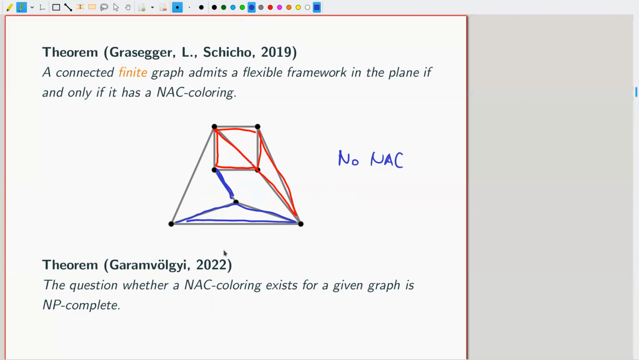And the paper was published just last month, but the arXiv version is, I think, maybe two years old. Daniel Garamvölgyi from Hungary proved that the question whether a NAC coloring exists for a given graph is NP-complete, which somehow fits because it's known that deciding rigidity is a difficult question. So it would be strange if it were easy to check for a NAC coloring.